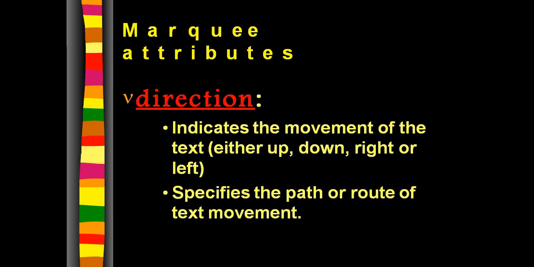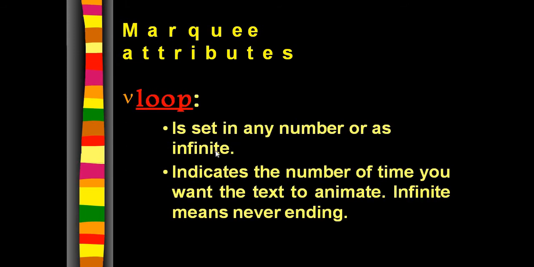Next is the direction. Direction means in which direction you want scrolling. This can be a value like up direction, down direction, right direction or left direction. Next is loop. This specifies how many times to loop. That means it can be set to any number or as infinite, meaning the number of times you want the text to animate. Infinite means never ending.